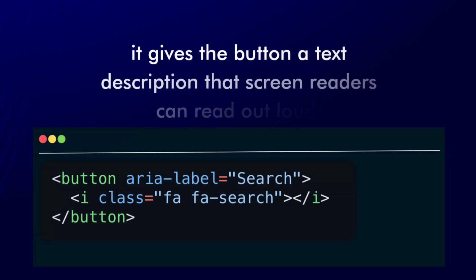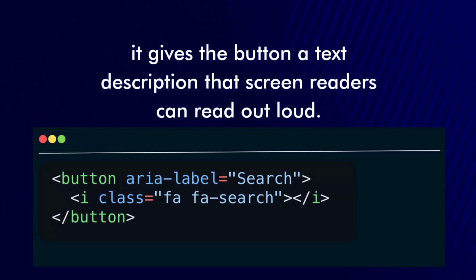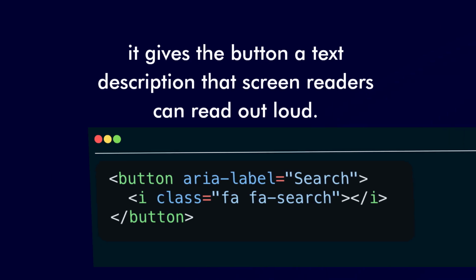Imagine a button with only an icon, like a magnifying glass for search. Visually, it's obvious what it is, but a screen reader can't interpret icons. That's where aria-label comes in. It gives the button a text description that screen readers can read out loud.